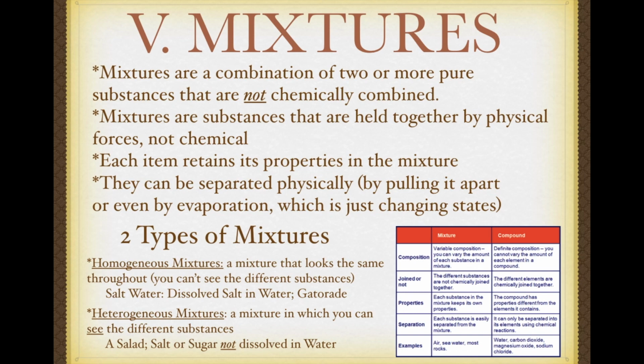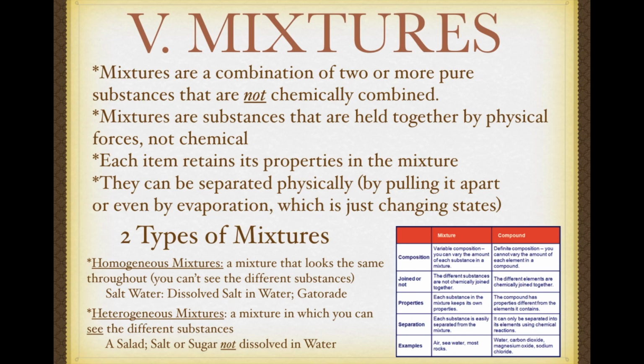But if I take this, let's say I have pure water, and I take this thing of salt and I pour it into the water, and I can see this clump of salt. That then would be a heterogeneous mixture because I can see the two different things. I can see the water, I can see the salt.